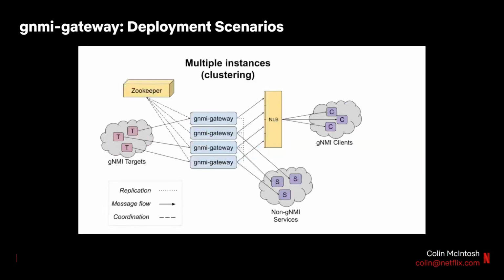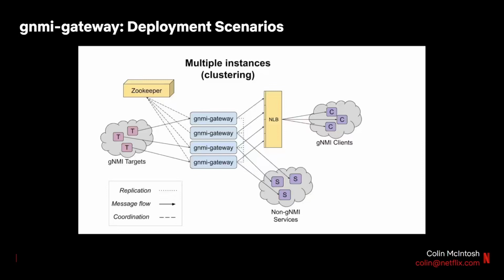This second deployment scenario is the more typical scenario where you require clustering and high availability. Here, there are multiple GNMI Gateway instances that are all coordinating target connections amongst themselves, as well as replicating GNMI data to each other. In this diagram, the GNMI clients on the right-hand side make connections through an NLB, or a network load balancer, that will distribute client connections amongst the cluster instances.